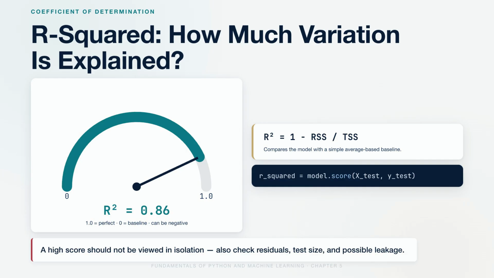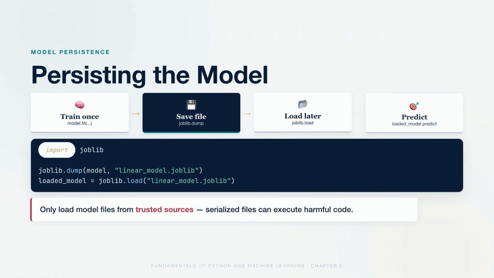A high score should not be judged in isolation. We should also examine the dataset and residuals, the test set size, possible leakage, and whether the model is appropriate for the real problem. Training a model might require time and resources. If the model has already been trained, we might want to save it and load it later, instead of repeating the training process every time. This is called model persistence.